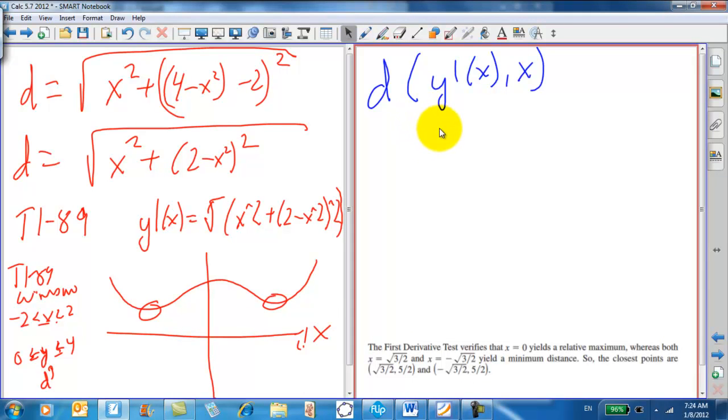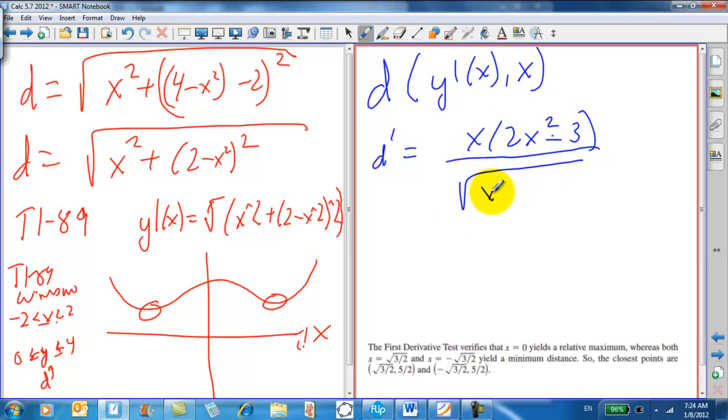And the 89 gives me this derivative. So d prime is going to be x times 2x squared minus 3 all over square root of x to the fourth minus 3x squared plus 4. I think you'll see that that x to the fourth minus 3x squared plus 4 is basically what this gets when you expand it. We get some extra terms in here because you're taking the derivative of the inner function.